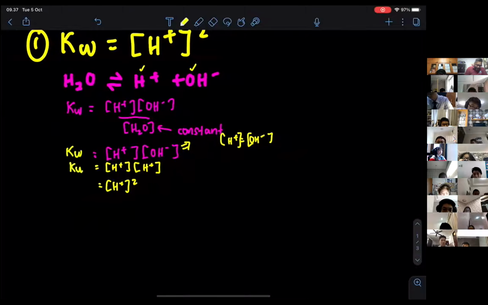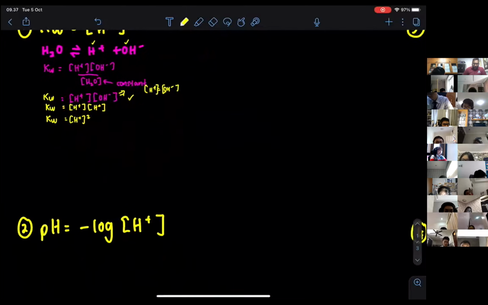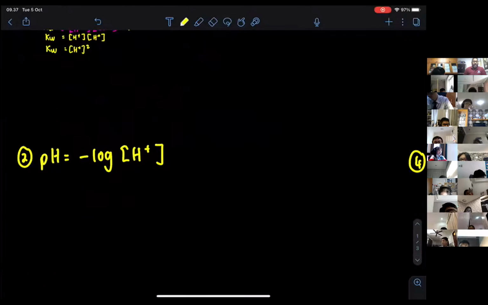Why do we change it into this? Because it is going to help us to calculate the pH of pure water. The pH of pure water at 298 Kelvin can be calculated using this formula. That's the reason why we have to use this formula. Generally, if you want to keep it as the earlier formula, it is still okay. But if you want to calculate the pH of water, then we have to use pH equals negative log concentration of H+.